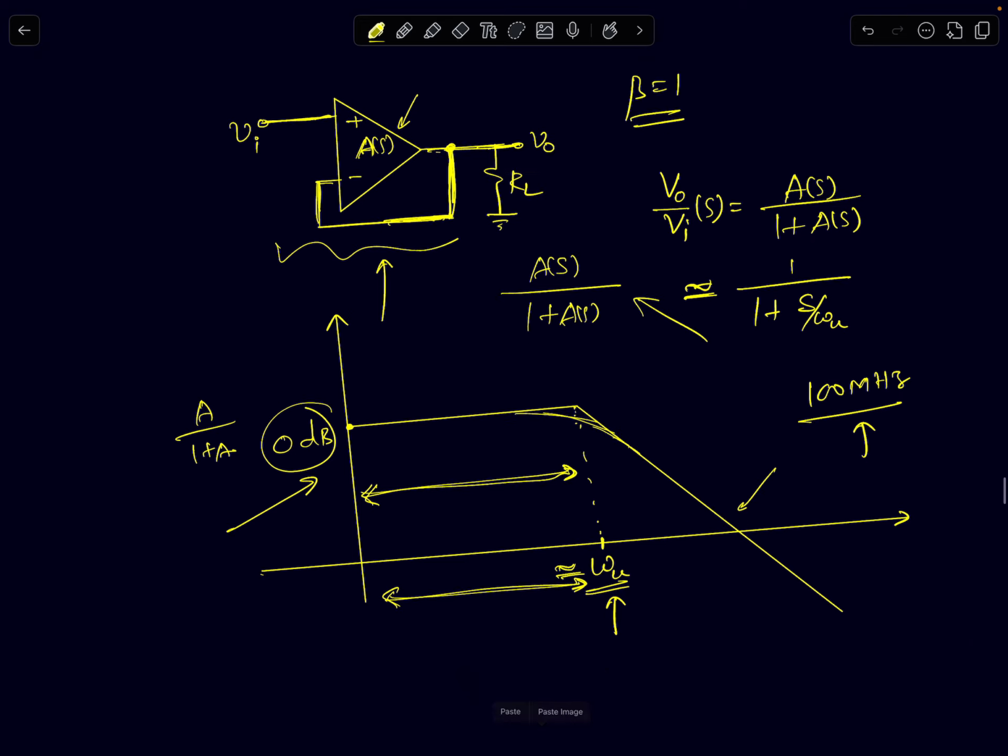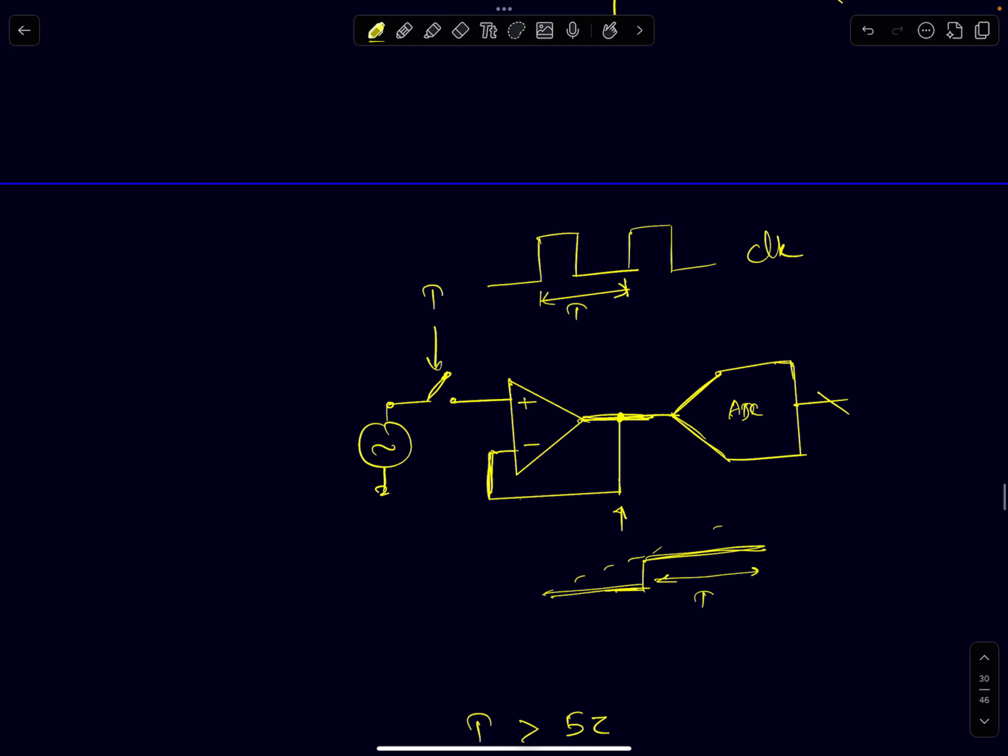The other way, you can also look at another interesting example. Let's say you have a sample and hold circuit, which you are then feeding to an ADC, which will just directly convert an analog signal to digital. Usually ADCs also contain sample and hold, but let's assume this is just a quantizer. I'm calling it an ADC, but it is just a quantizer. You feed an analog voltage, and it will convert it to an equivalent digital value.